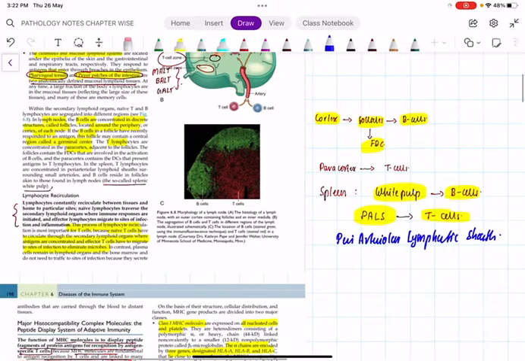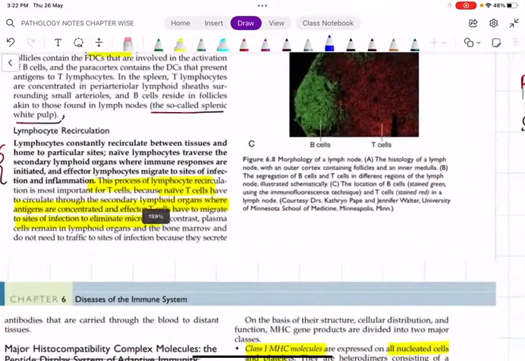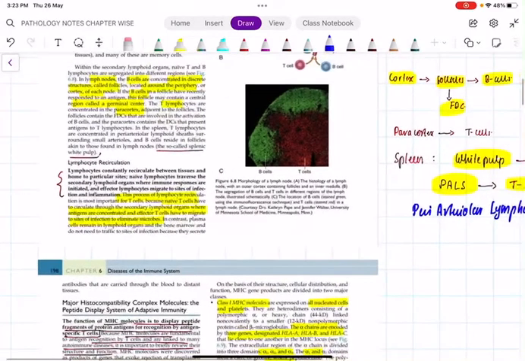Once that is done, we have to know what we mean by lymphocyte recirculation. Lymphocytes constantly recirculate between the tissues and home to particular sites. For example, naive lymphocytes, which are mainly present in the secondary lymphoid organs, will migrate to areas where there is inflammation. Lymphocytes don't sit in the same place; they are always in circulation. All these are very basic things, not of much importance as far as pathology is concerned.